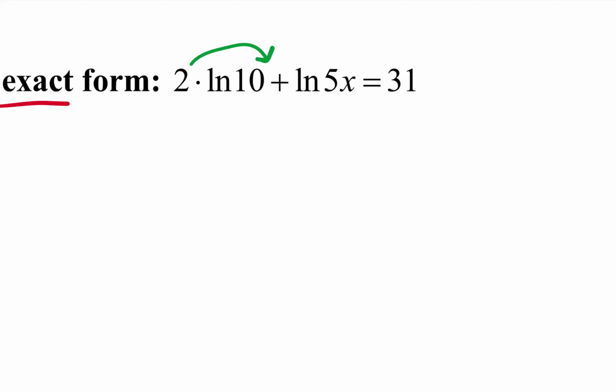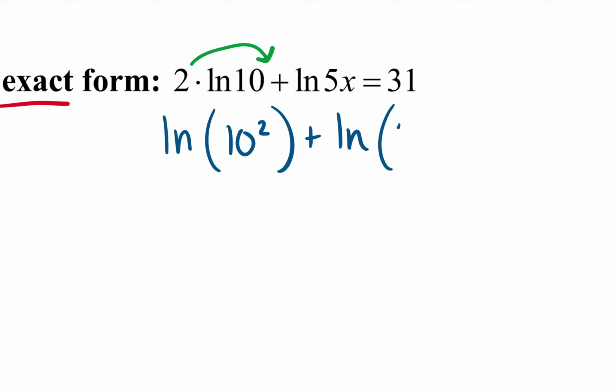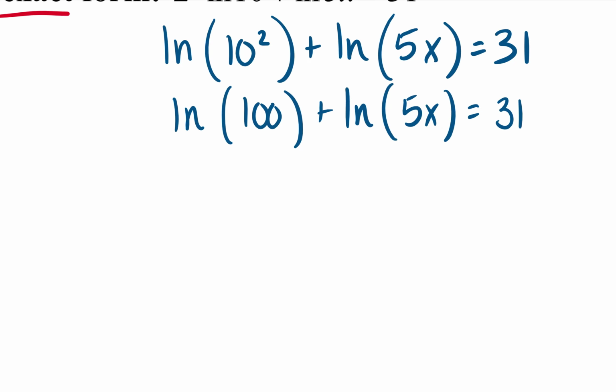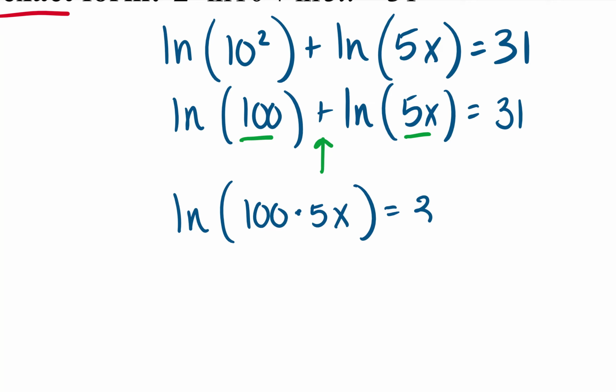So just like with the logs earlier, I've got to condense my natural logs into 1. So this 2 comes up here, and so I would have natural log of 10 squared plus natural log of 5x equals 31. Alright, 10 squared is 100, okay? So I change that to 100. Now, I want to condense these into 1. So because I'm adding, I multiply 100 and 5x. So natural log of 100 times 5x gives me 31.